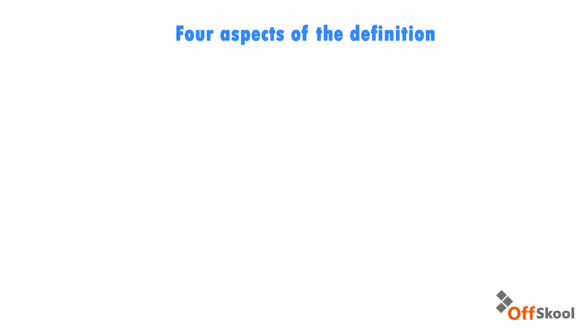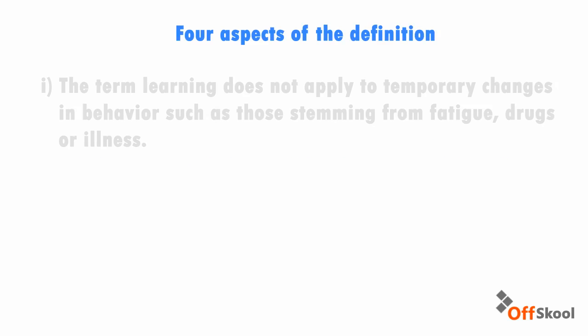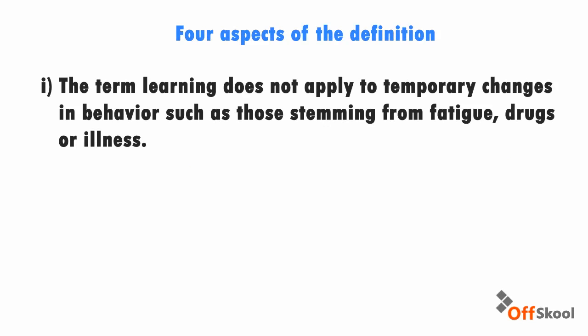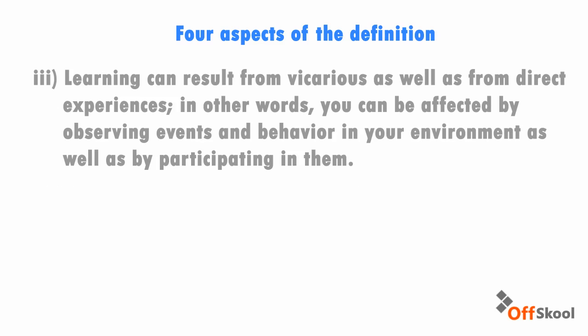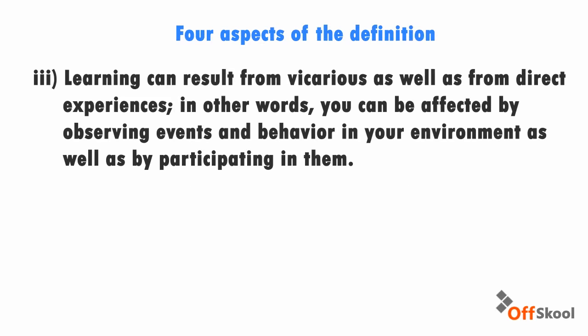The several aspects of this definition are, number one, the term learning does not apply to temporary changes in behavior, such as those stemming from fatigue, drugs, or illness. Number two, it does not refer to changes resulting from maturation. You change in many ways as you grow and develop, like with jumping, uncontrollable hormones. Number three, learning can result from vicarious as well as from direct experiences.